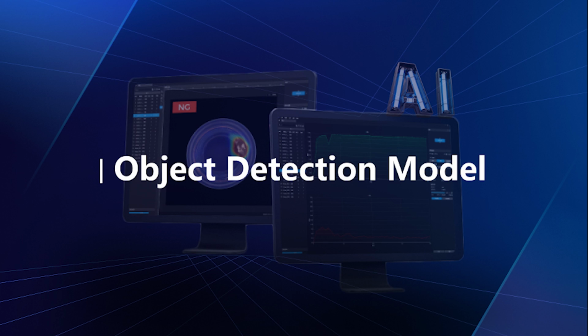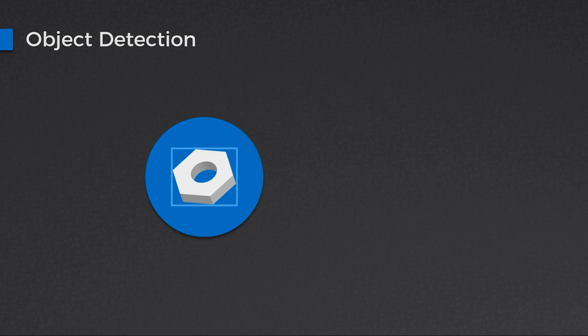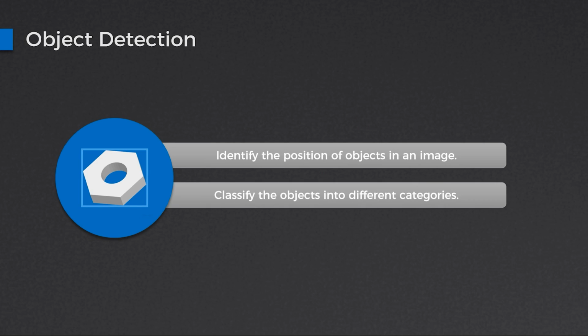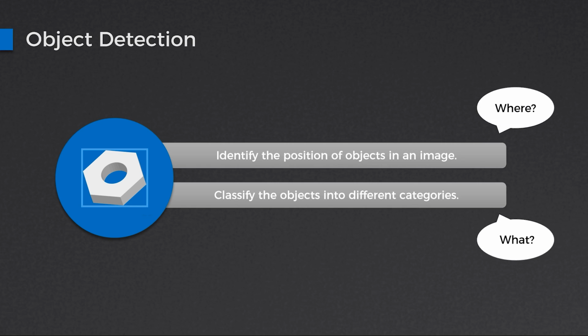This video will introduce how to train and use an object detection model. This model can be used to identify the position of objects in an image and classify the objects into different categories. The questions of where and what will be resolved.